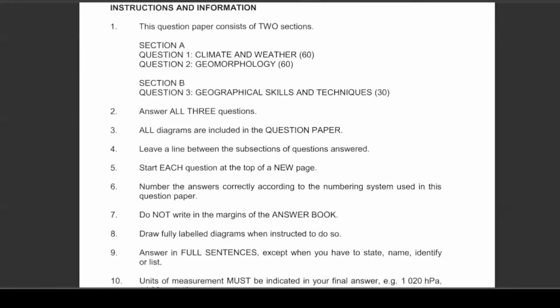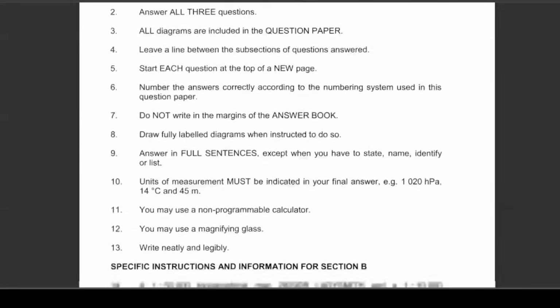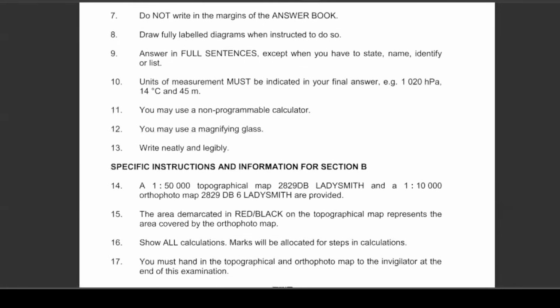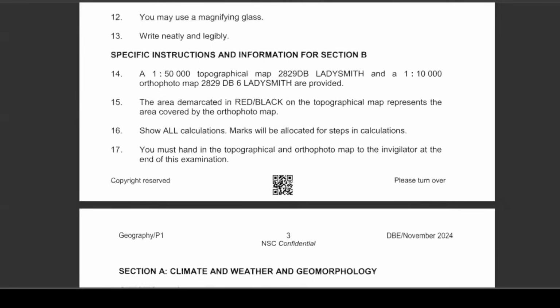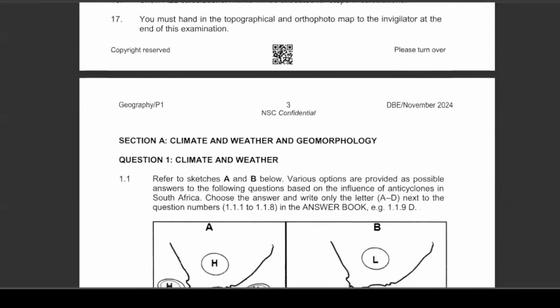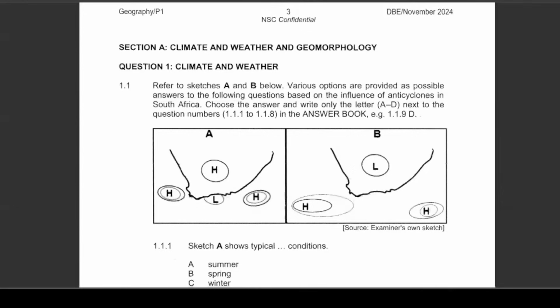Right. Before we explain some other concepts which are not very relevant to our discussion, let's go straight to our paper and figure out how we're supposed to give relevant responses to those given set of questions. We're going to start with question number 1, question 1.1. Refer to sketches A and B below. Various options are provided as possible answers to the following questions based on the influence of anticyclones in South Africa.